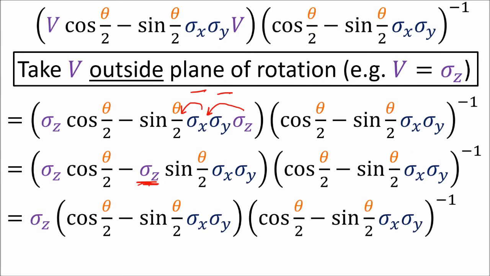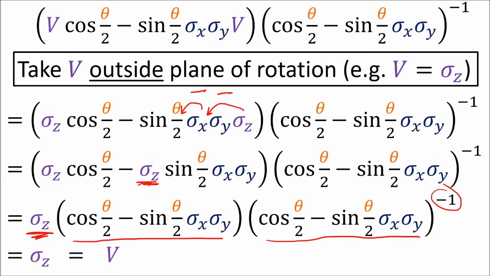In other words, if v is not in the plane of rotation, we can move v to the other side of this expression without any changes. These two expressions are inverses of each other, and so they cancel out, leaving v unchanged. So if the vector v is outside the plane of rotation, this rotation formula does not affect it.